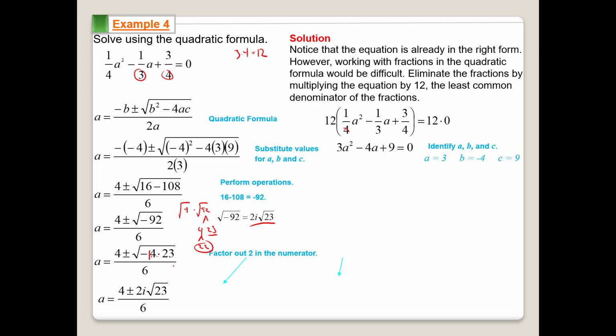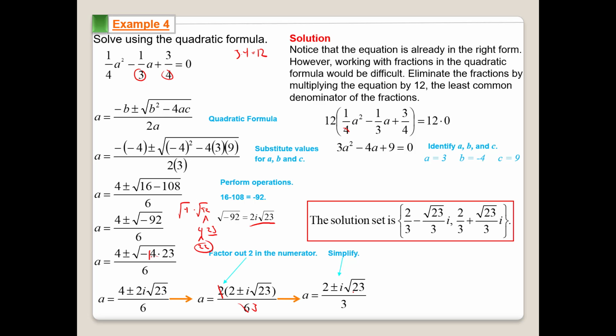Let's factor out 2 in the numerator. We can take a 2 out of the top, and if we do that, we should be able to simplify this and reduce the fractions. This 2 goes in here 3 times. So we have 2 plus or minus i square root of 23, divided by 3. Then we should have our overall solution, because we have plus and minus: 2/3 minus square root of 23 over 3 i, and 2/3 plus square root of 23 over 3 i.